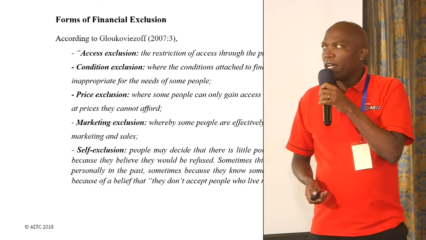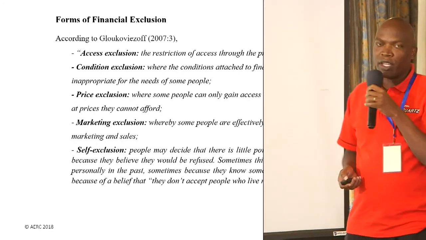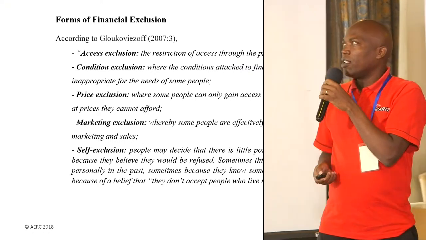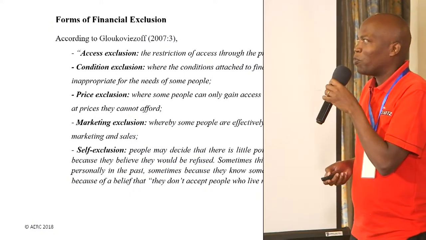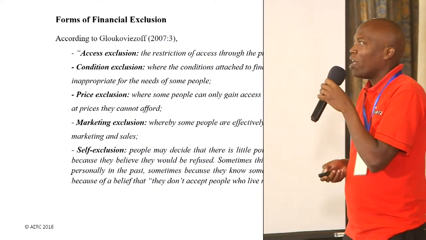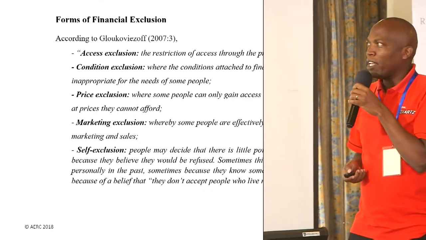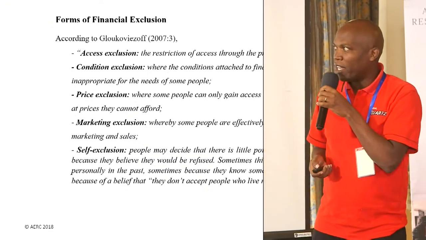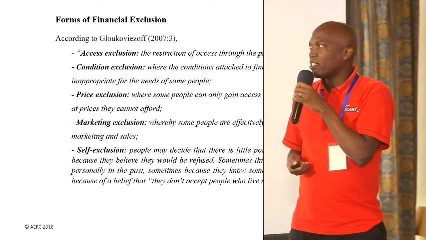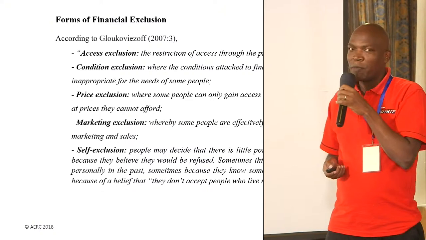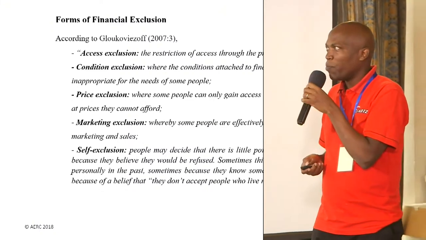So we're looking at these forms of financial exclusion as identified in the literature, in 2007. There are five forms of financial exclusion that have been identified here. First one being assets exclusion, and this is the restriction of assets through the process of risk management, which I think I've just mentioned.